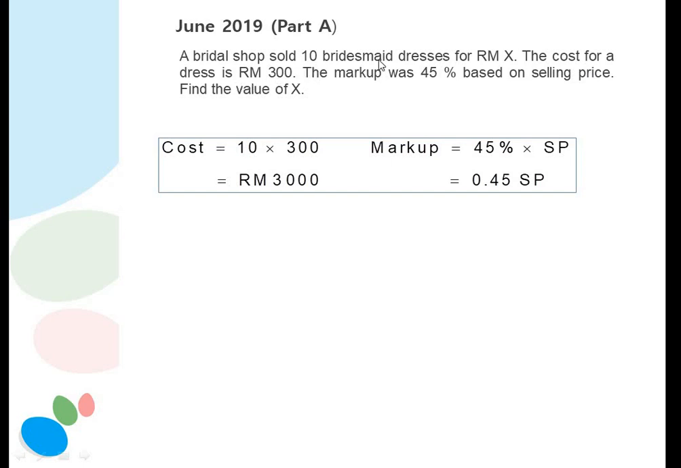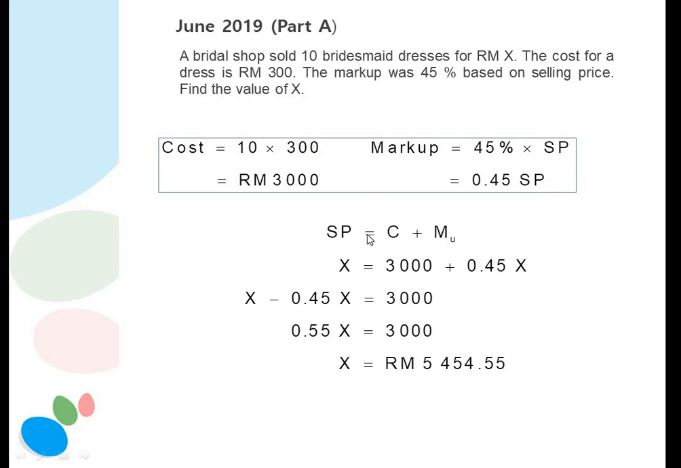However, they sold 10 bridesmaid dresses. So the overall cost is 10 multiplied by 300 equals 3,000 ringgit. And then markup 45% based on selling price. Okay, so 45% multiplied by selling price. Simplify, markup equals 0.45 SP. Now formula. SP equals C plus M. Okay, our SP now is X, because they sold the 10 bridesmaid dresses for RMX. Okay, we do not know the value of X. That is the selling price.